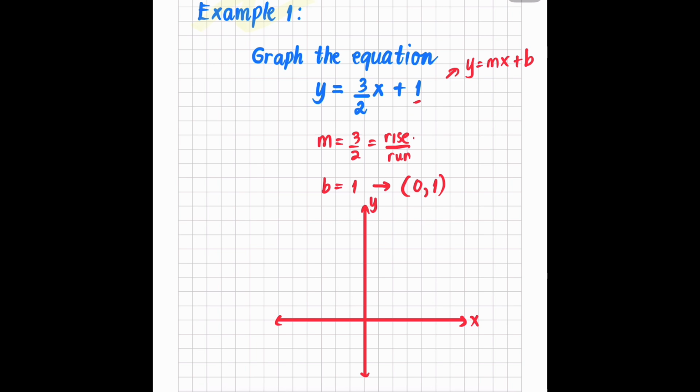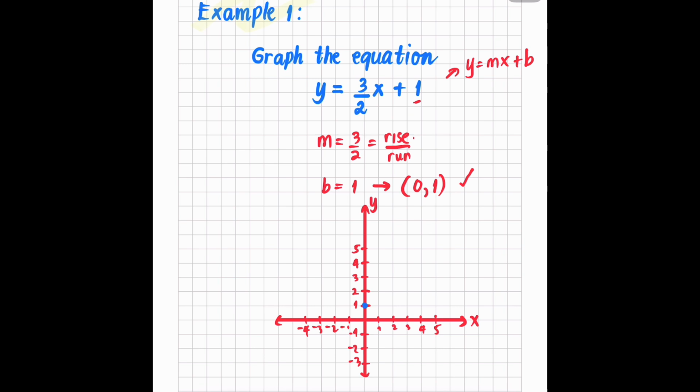Now, the first thing you need to do is plot the y-intercept. The y-intercept is (0, 1). And we know that (0, 1) is here. So the first point that we will be locating on the xy plane is the y-intercept. And we learned that the y-intercept is a point on the y-axis. So since it's (0, 1), the y-intercept is here.